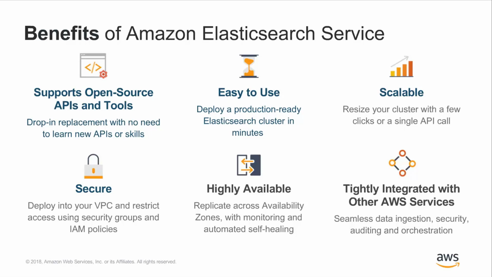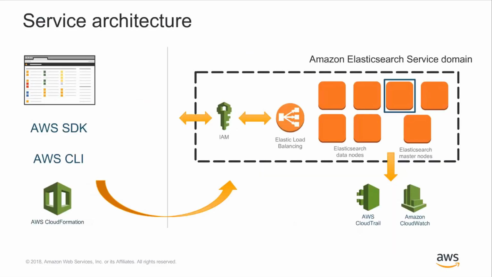We do provide a number of security features, and of course today we're going to go into great depth about our security features. We have high availability features that, with a single click of the mouse, you can get your data replicated across 2 availability zones. And we have a number of integrations with other AWS services to make data ingestion easier, make monitoring easier, and make it easy to run your domain.